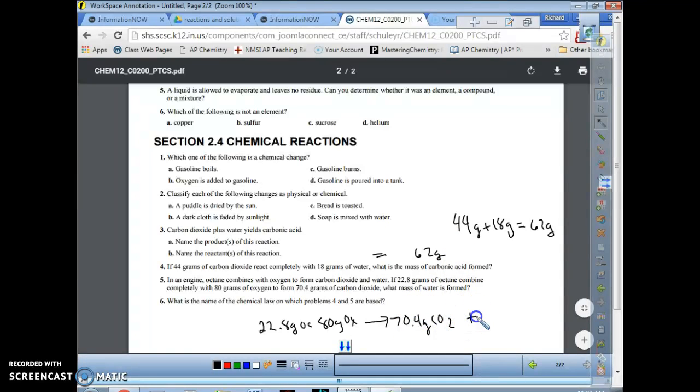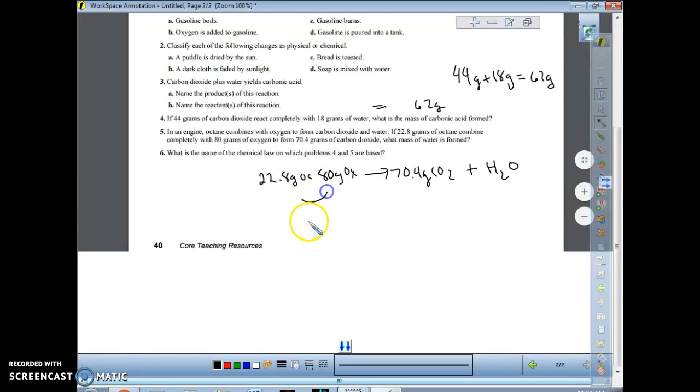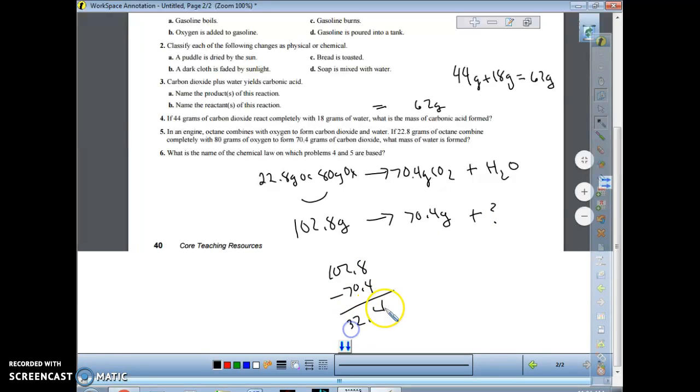Now they also tell you that you make water. So this problem is a tiny bit harder. We have to add these two up. So we get 80 and 22.8 is 102.8 grams. And over here we made 70.4 grams. Plus we don't know how much of this. So 102.8 minus 70.4. Looks like that's going to be about 32.4 grams of water that you would make.